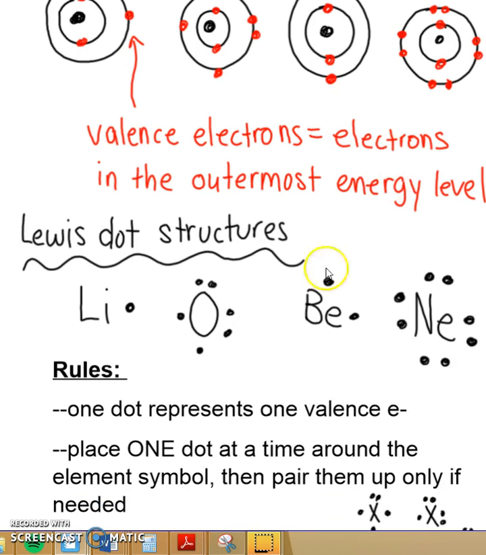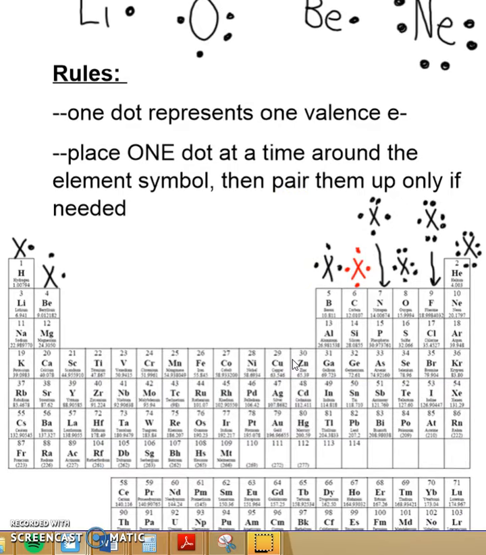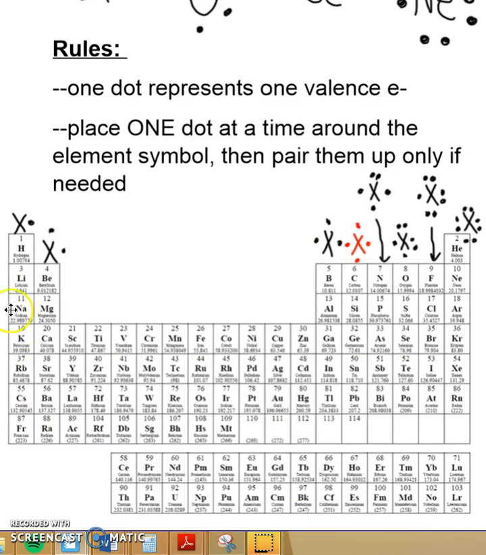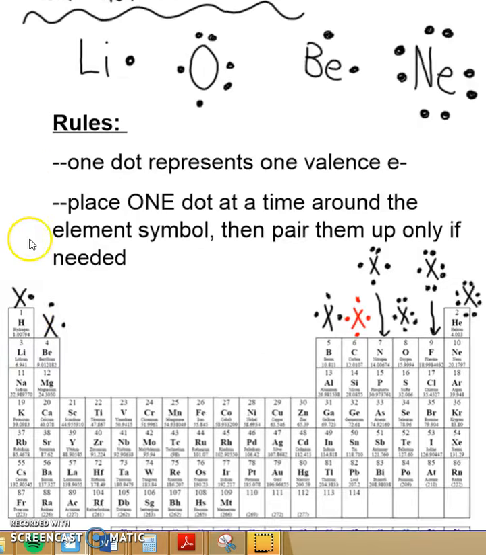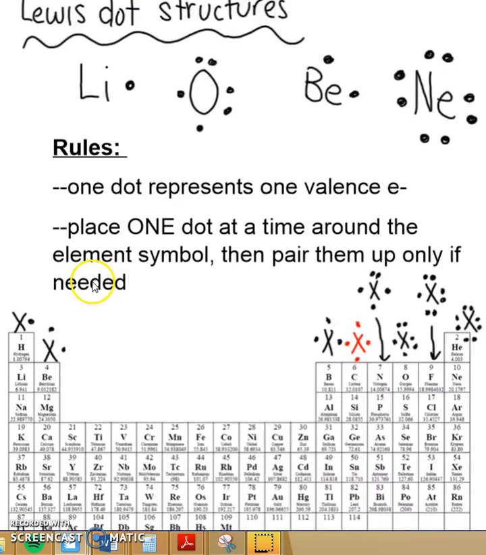Okay, so don't forget the rules. One dot represents one valence electron, and you put one dot at a time around each of the 4 sides, pairing them up only if needed. You should be able to look at the periodic table and very quickly tell what the Lewis dot structure of an element is going to look like, because everything in this first column only has one valence electron. If you don't believe me, start drawing pictures of them out, kind of like these up here, and you'll start seeing the trend. Or you could just trust me.